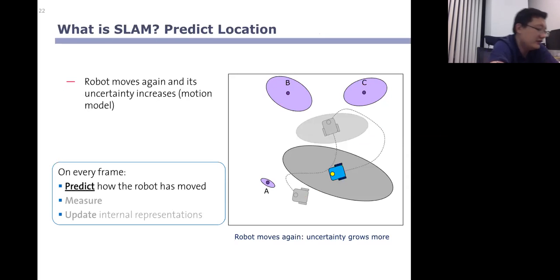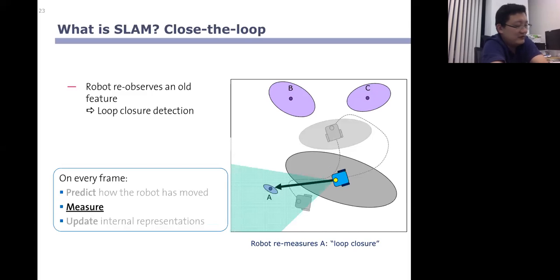And then you keep moving, and this uncertainty keeps growing. But suddenly you see A. You see A, then what will happen?